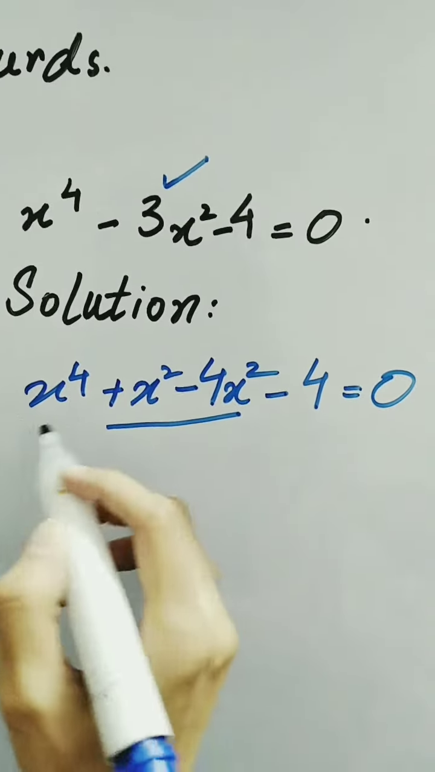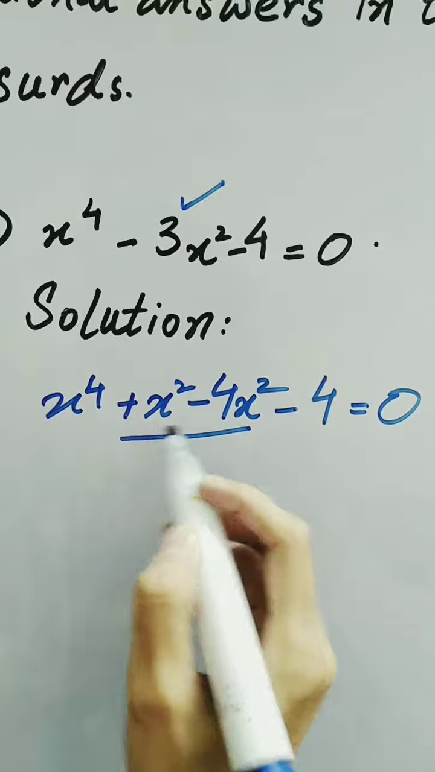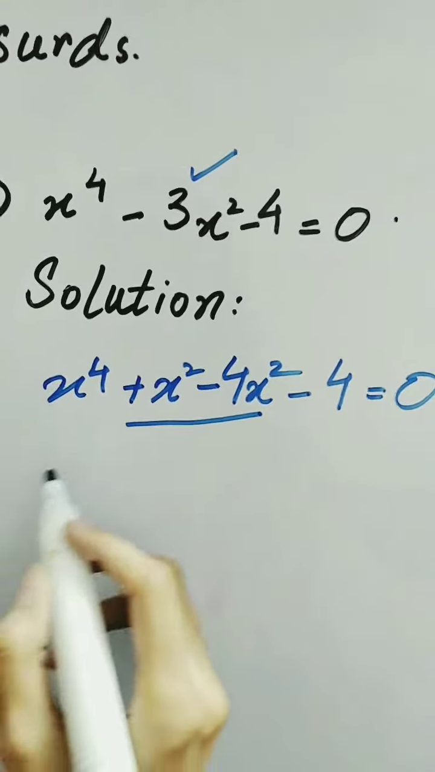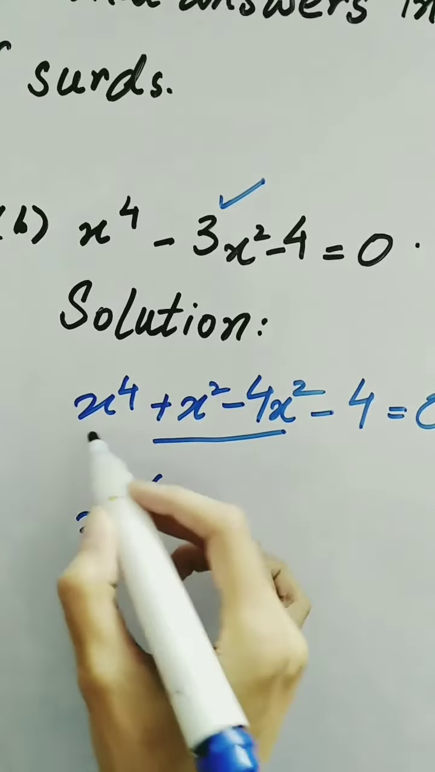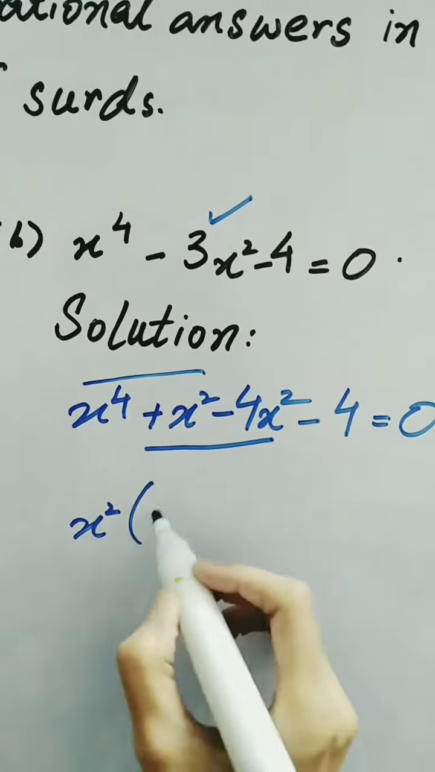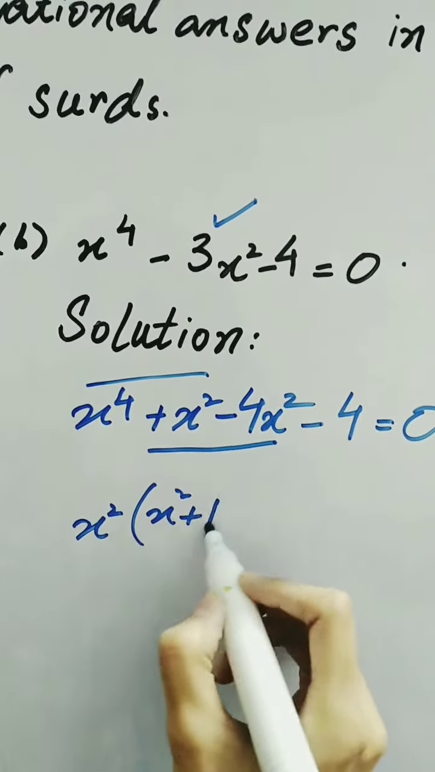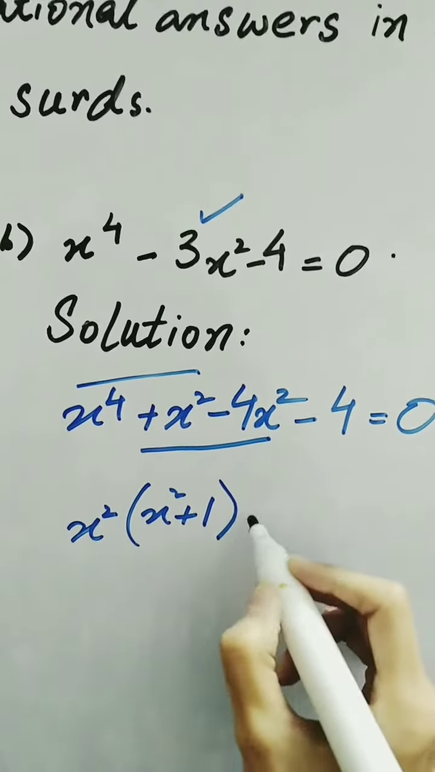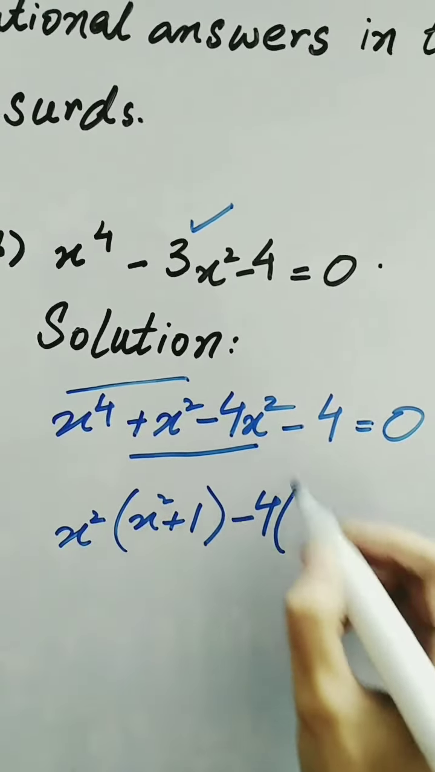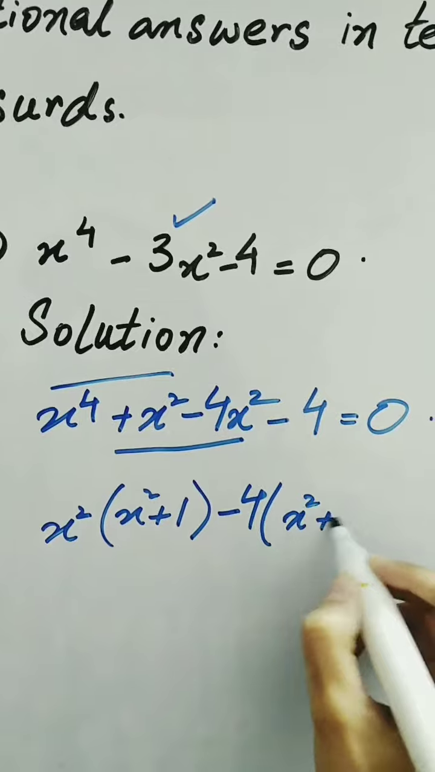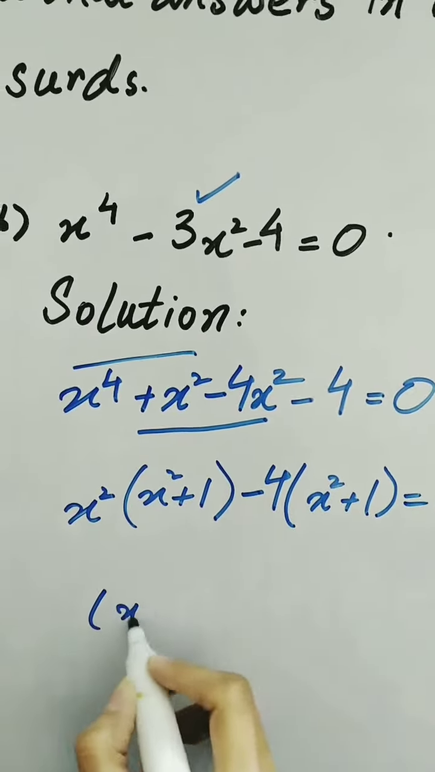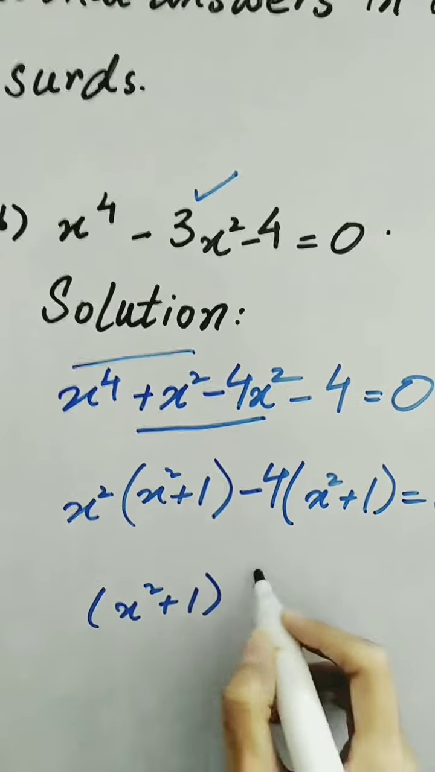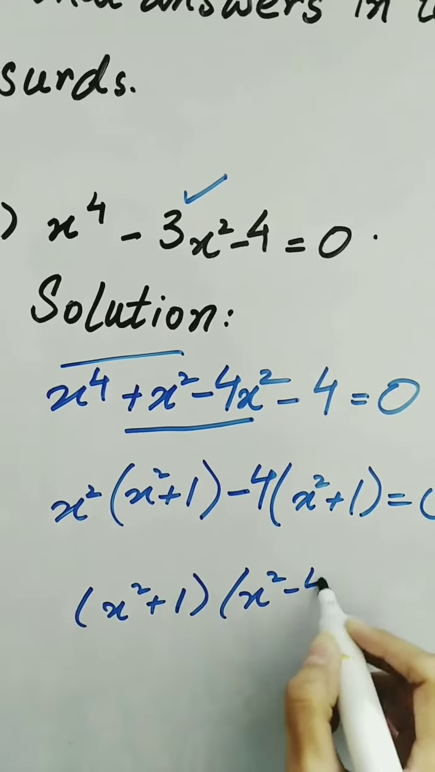Now we can easily take x square common from the first two terms, and we will have x square plus 1 inside the bracket, and by taking minus 4 common from the other two terms, we will have x square plus 1 inside the bracket. Now we have factors x square plus 1 and x square minus 4.